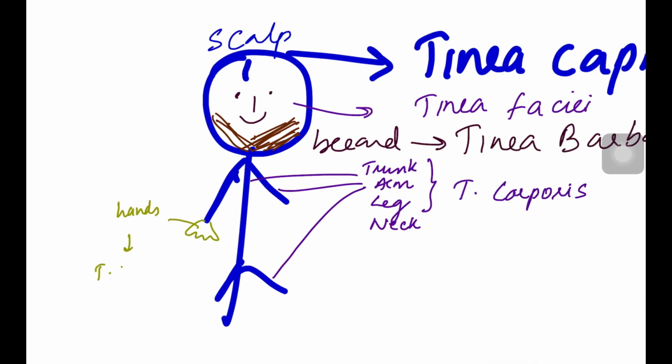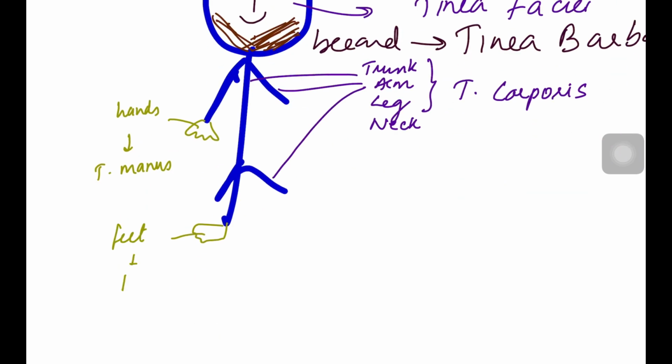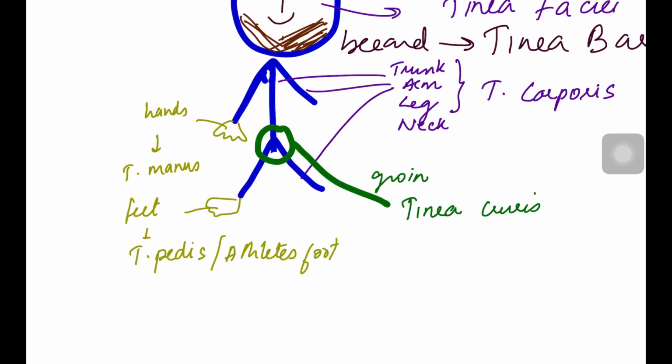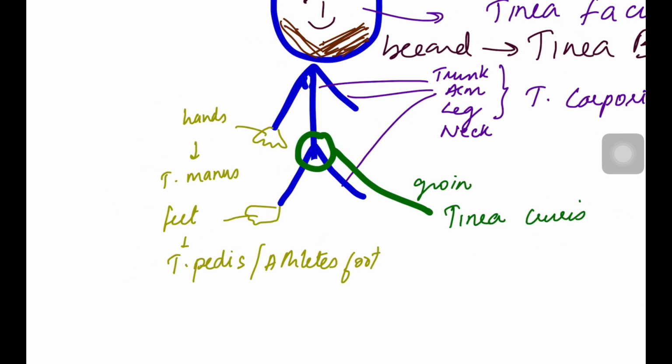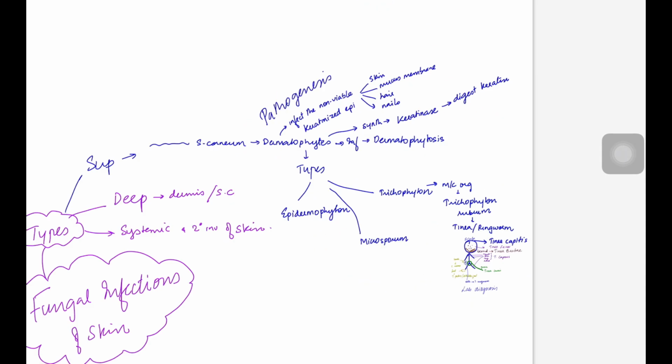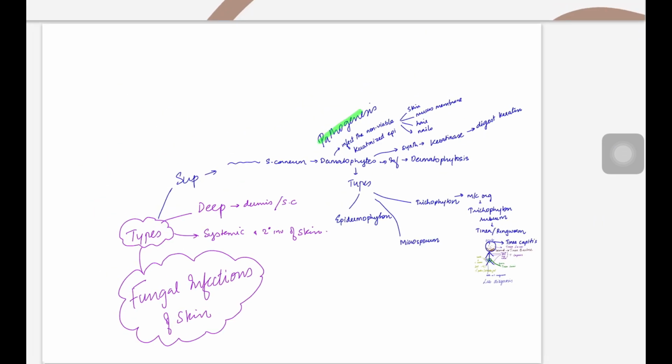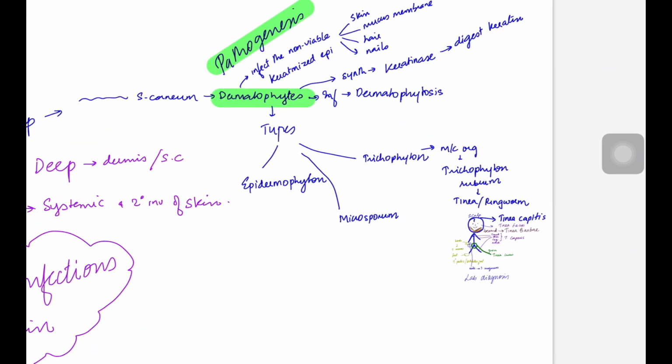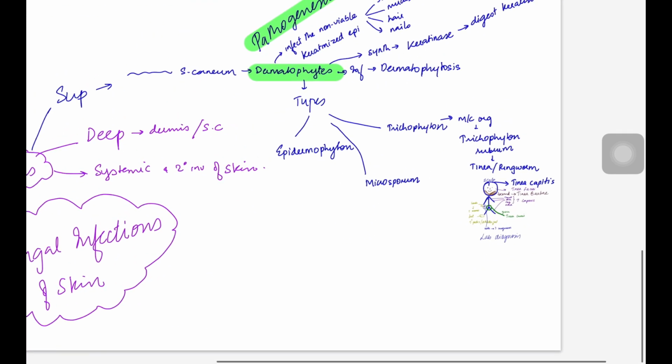If it involves the hands, it is called tinea manuum. If it involves the feet, it is called tinea pedis, also called athlete's foot. If it involves the groin area, it's called tinea cruris. If it involves the nails, it is called onychomycosis, or tinea unguium. So, depending upon the site of involvement, they have different names. We saw the pathogenesis of how the dermatophytes infect the non-viable keratinized epithelium: they synthesize keratinase, digest the keratin, and nourish themselves.